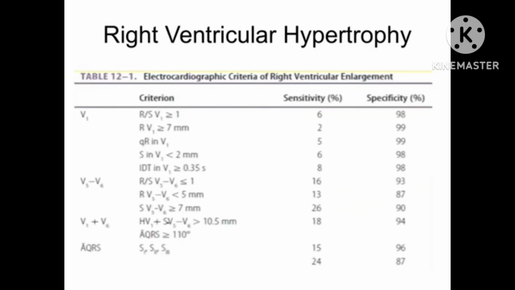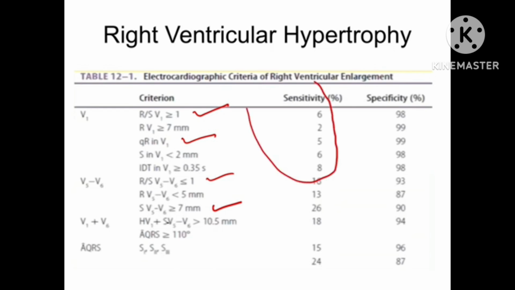These are the few criteria for diagnosis of right ventricular hypertrophy. For right ventricular hypertrophy, you need not remember all these. Just remember a few of them, like this first one: ratio of R and S wave in V1 more than 1. And the second one you can remember as S wave in V5 and V6 more than or equal to 7 mm. Or we can also remember QR in V1 and R by S wave in V5, V6 less than or equal to 1.